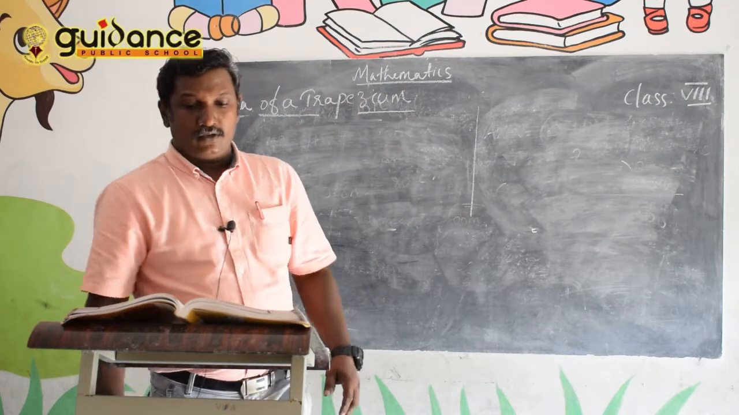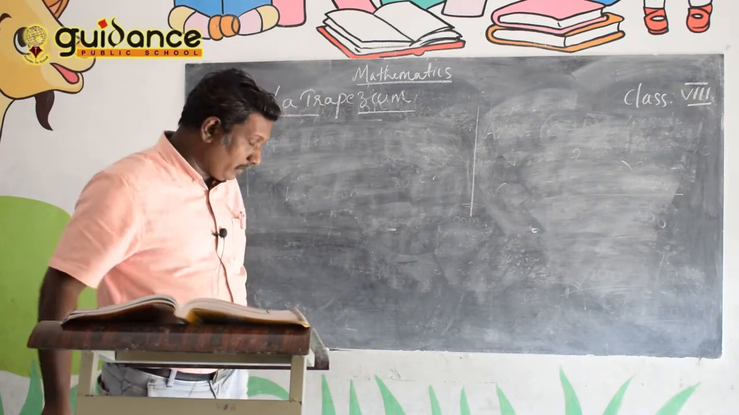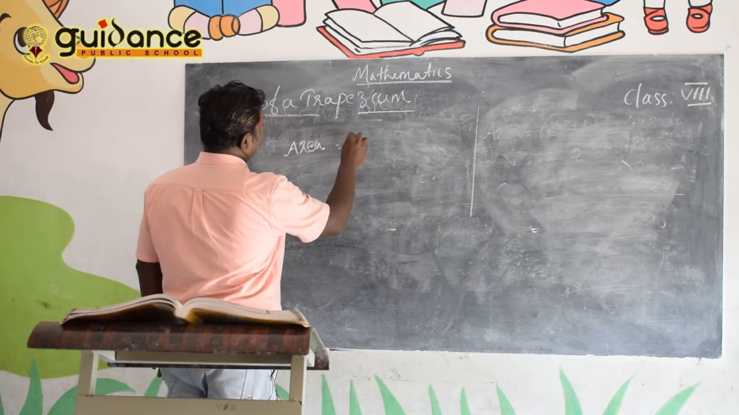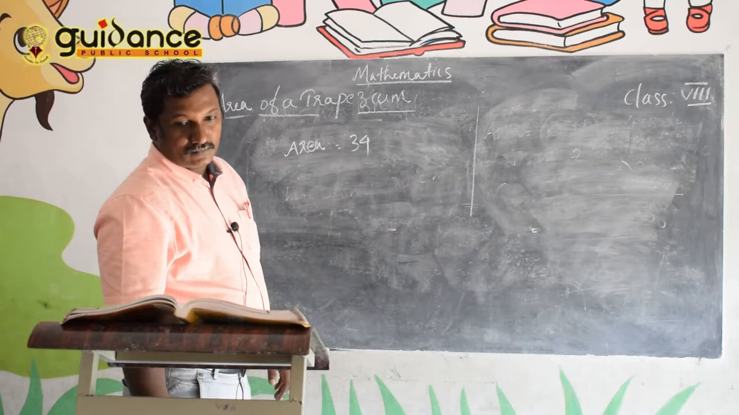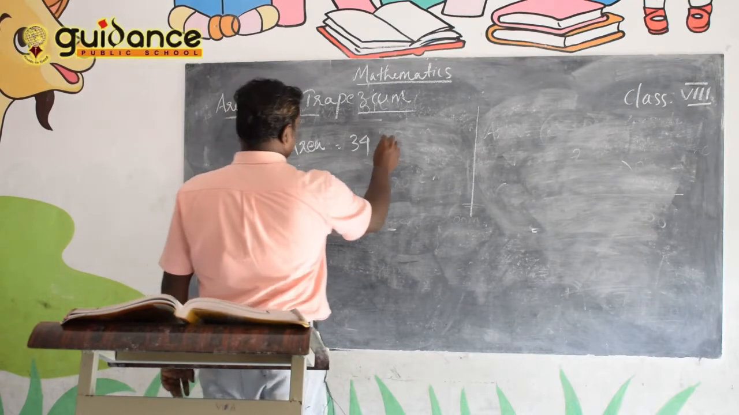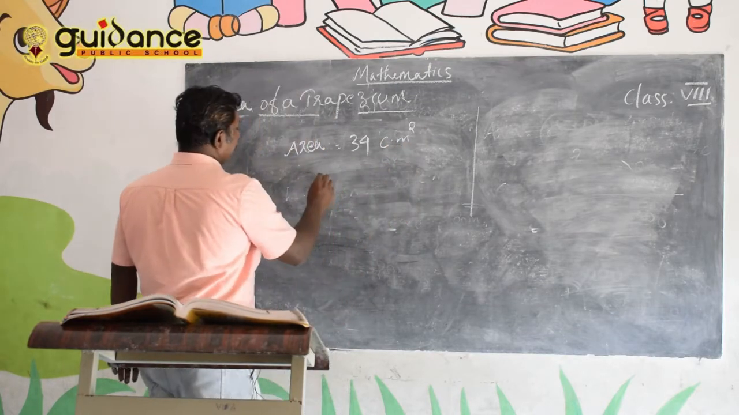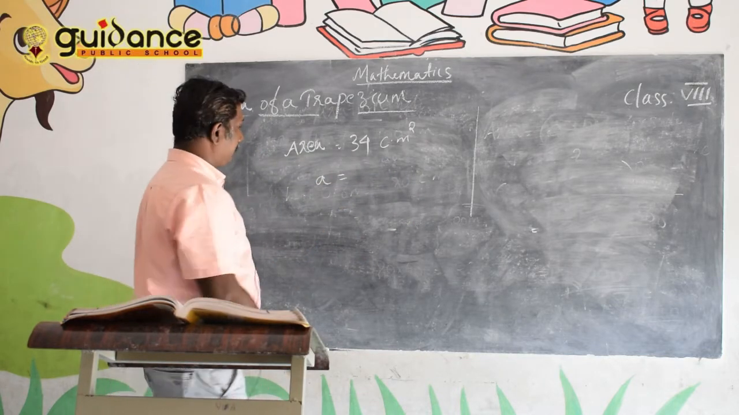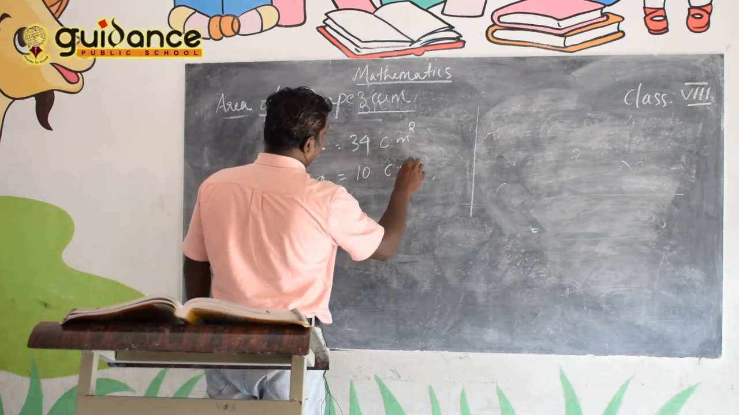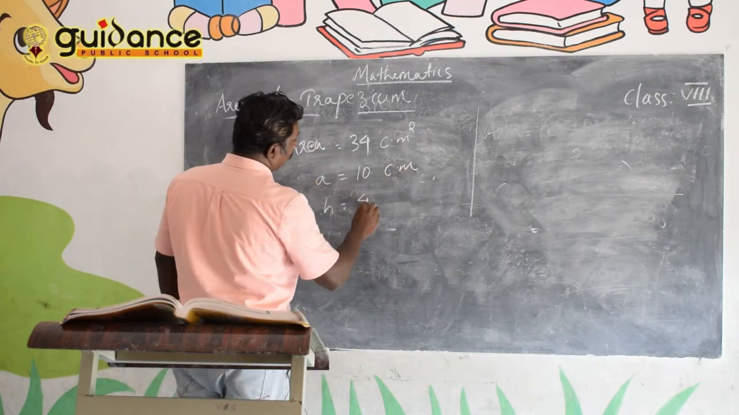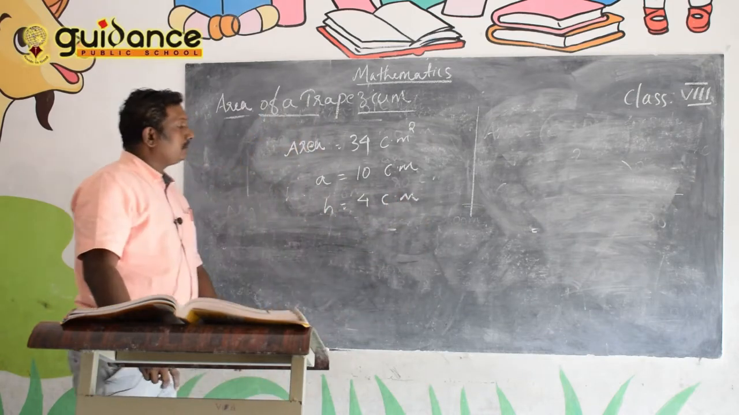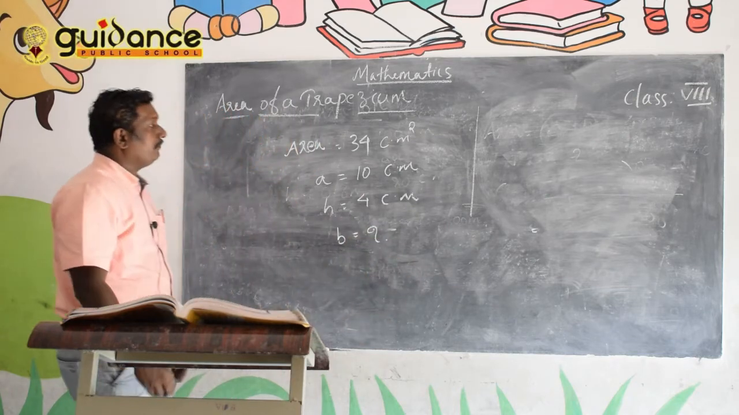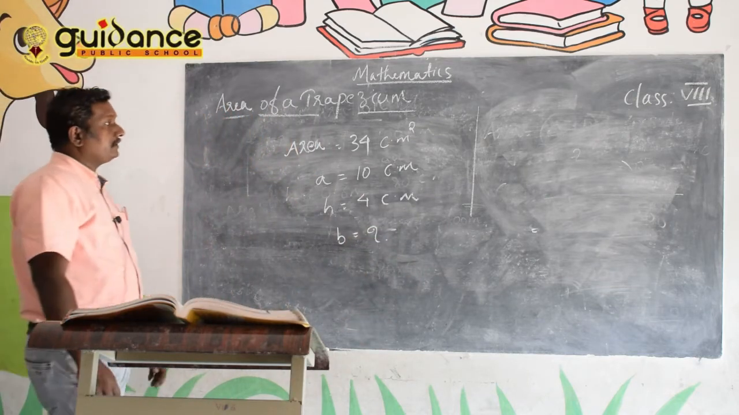First we can write out what is given. Area equal to 34 centimeter square. A, one of the parallel sides, is 10 centimeter, and h is equal to 4 centimeter. So what is the unknown thing? The unknown thing is b, the other parallel side, which we have to find out.